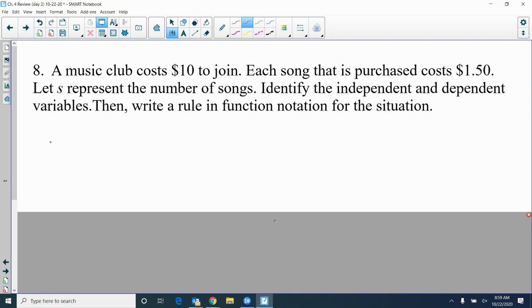Would the dependent be the cost and the independent be each song, or depends on songs that are purchased? So the number of songs that are purchased, number of songs. So the dependent would be the cost. It's not $10. Another way you might word it is total cost. Dependent or independent. Number of songs purchased.